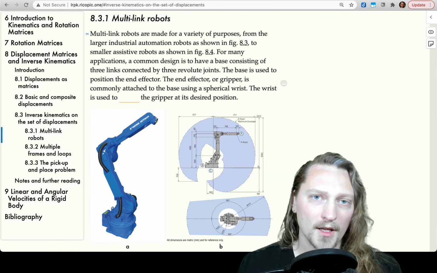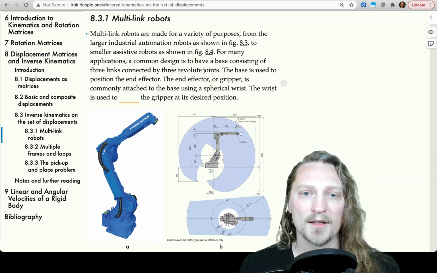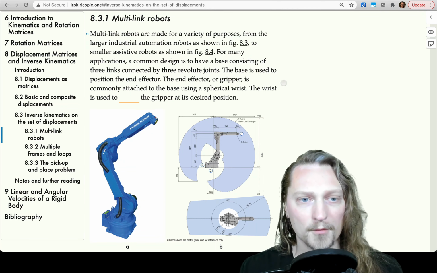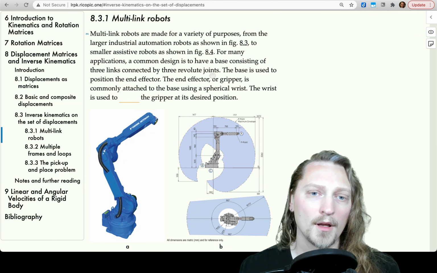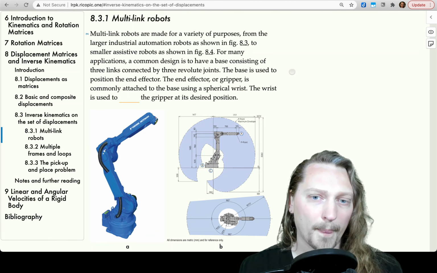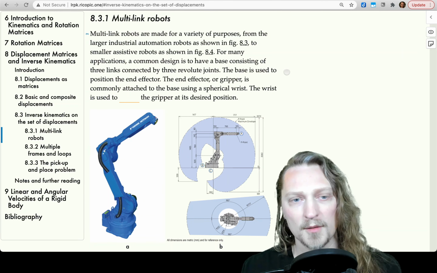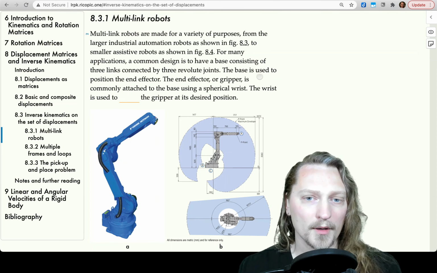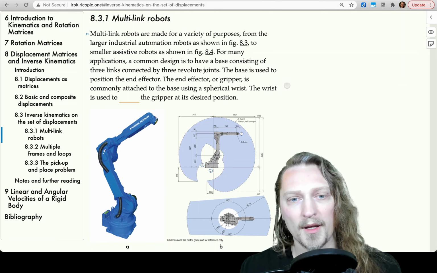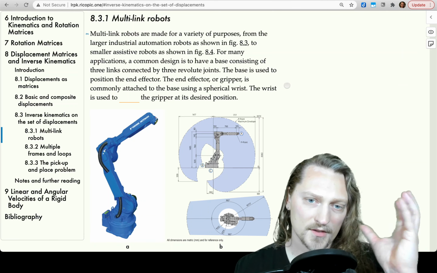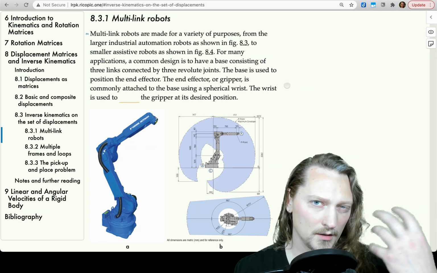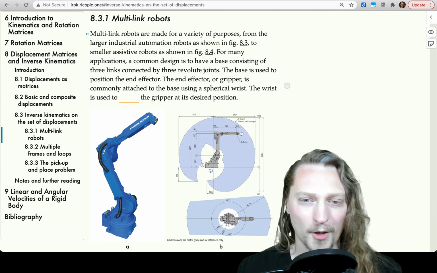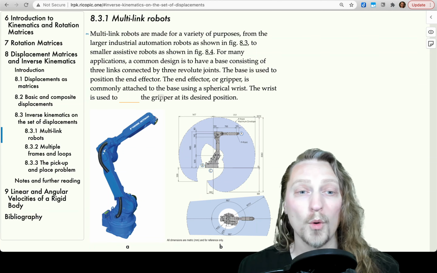So, for many applications, a common design is to have a base consisting of 3 links connected by 3 revolute joints. The base is used to position the end effector. The end effector, or gripper, is commonly attached to the base using a spherical wrist. Okay, we looked at those in an earlier chapter. I forget which chapter. The wrist is used to orient the gripper at the desired position.